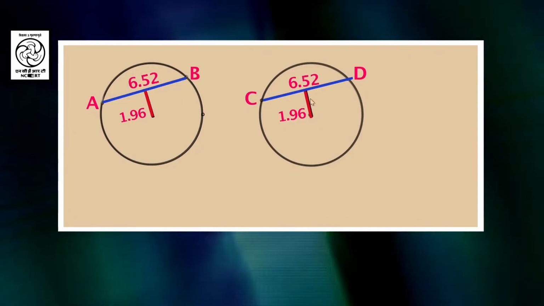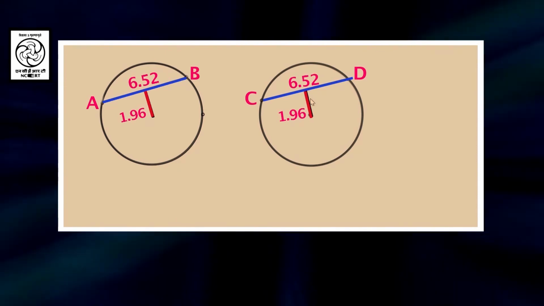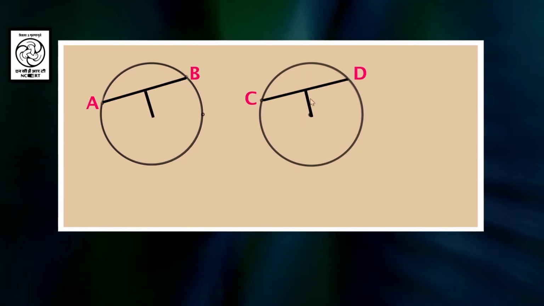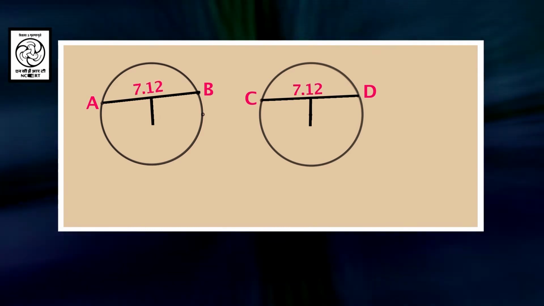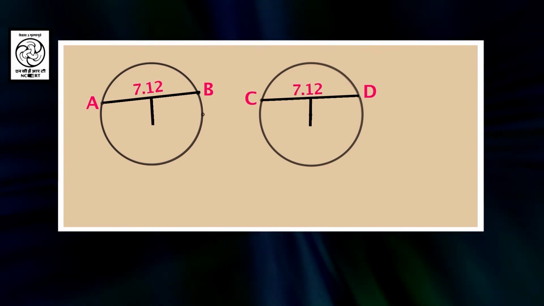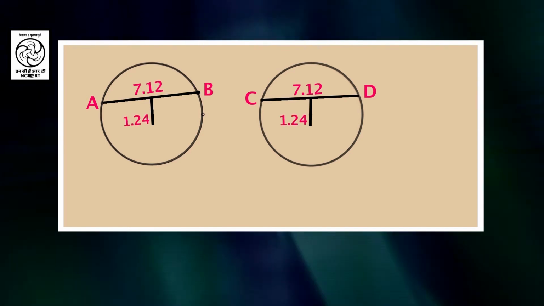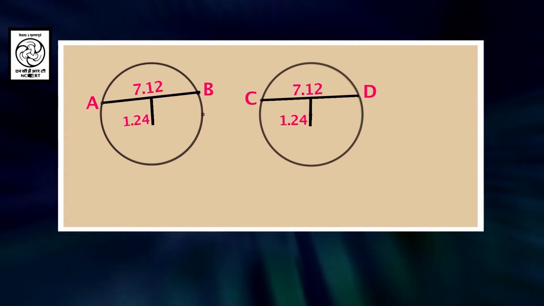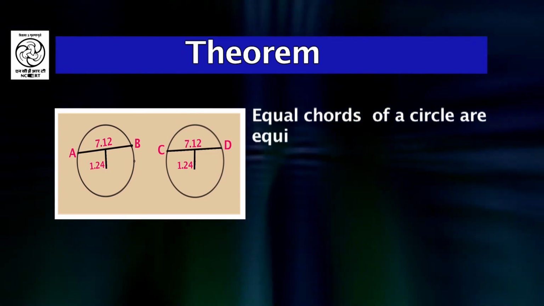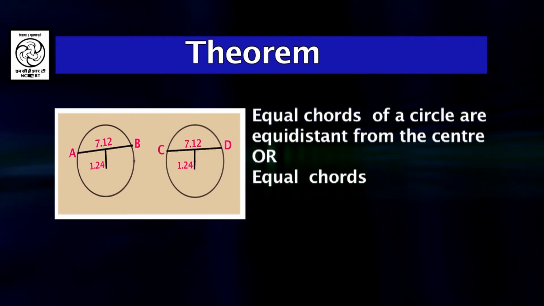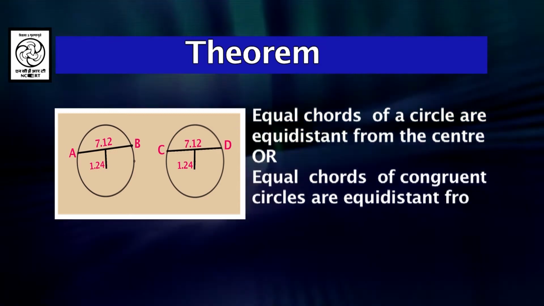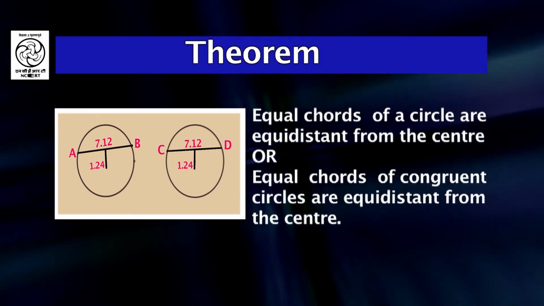But if we have two chords of equal length in two congruent circles, will they be at the same distance from the center? Let us verify. These two circles are congruent. Let us change AB and CD. Now, both chords are of length 7.12. Their distances from the centers are also the same, 1.24. So, equal chords of a circle are equidistant from the center, or equal chords of congruent circles are equidistant from their centers.